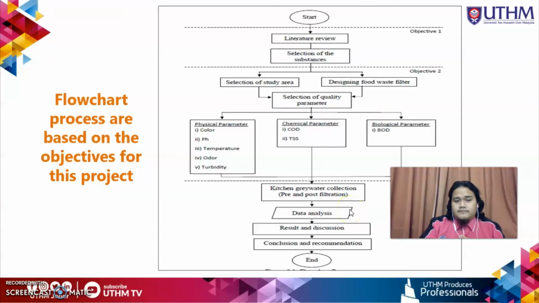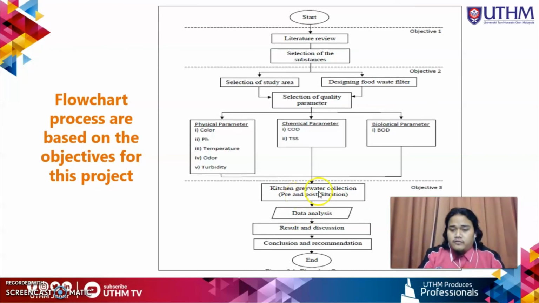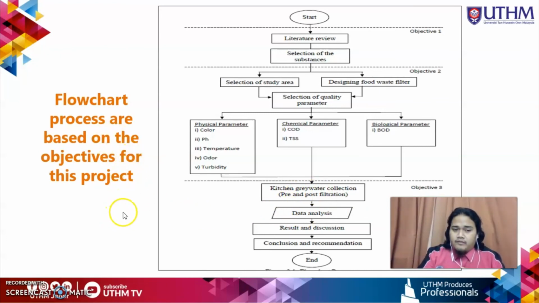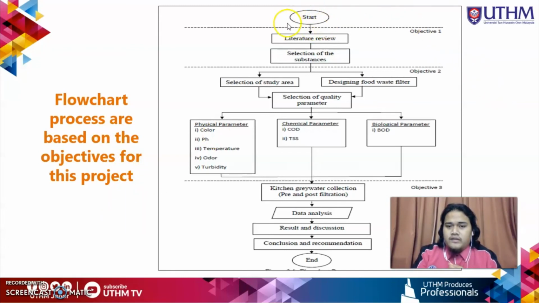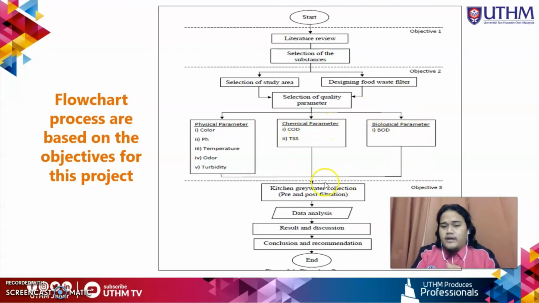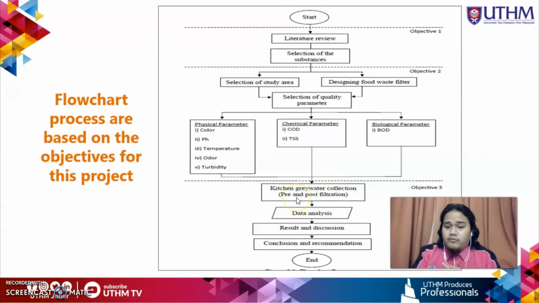For the methodology, this is my flowchart process for this project. The flowchart process is based on the objectives for this project. It begins with start, literature review, and selection of the substances. This is to achieve objective one. And then selection of study area, designing the food waste filter, and selection of quality parameters, which are physical, chemical and biological. This is to achieve objective 2. And then kitchen greywater collection, pre and post filtration after the product has been produced. This is to achieve objective 3.